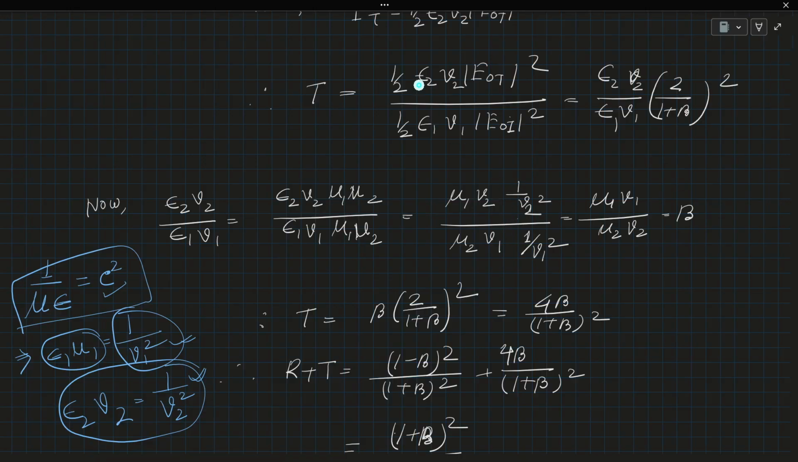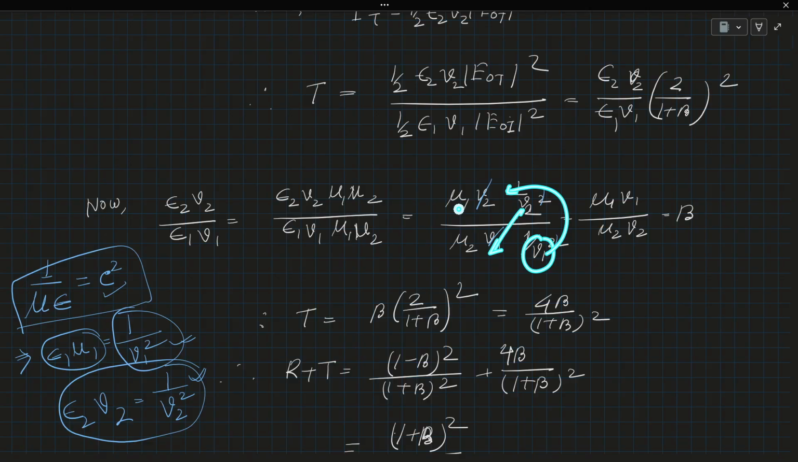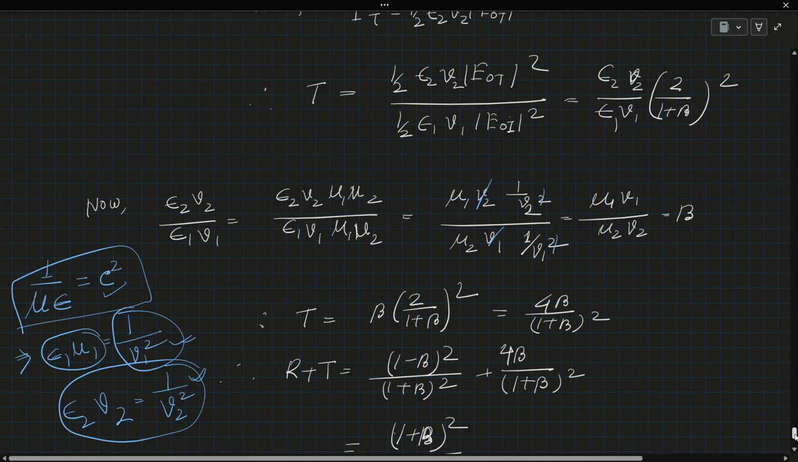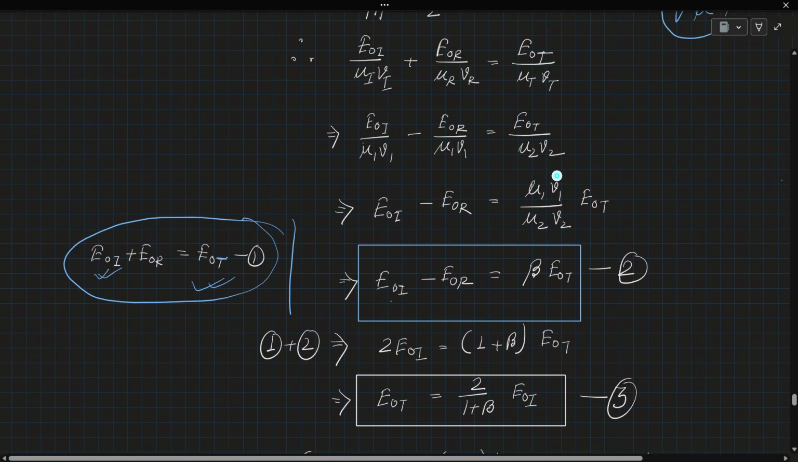Here is v1 and here is v1 square, so only 1 by v1 will be there. This and this got cancelled, this and this got cancelled, and this v1 will now be moved to the numerator and this v2 will be in the denominator. So this will be mu1 v1 and mu2 v2, right? Again we have considered mu1 v1 by mu2 v2 as beta, as you can see here. Mu1 v1 by mu2 v2 equals beta, right?